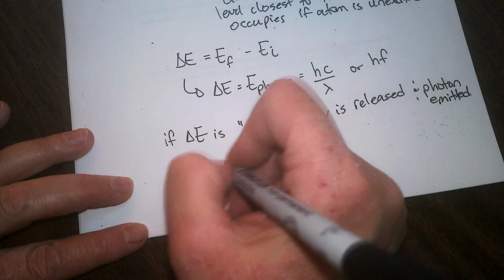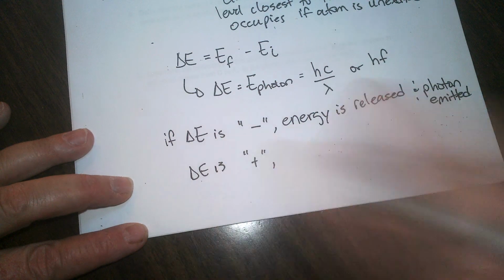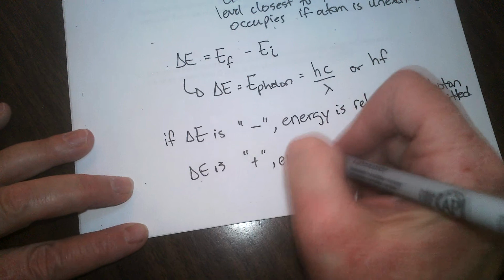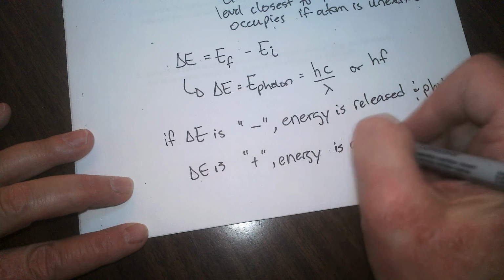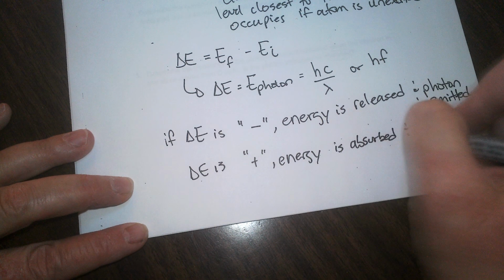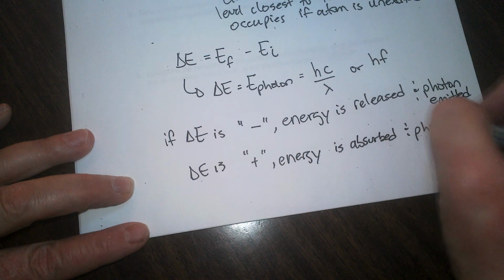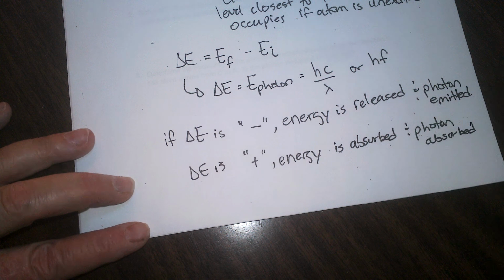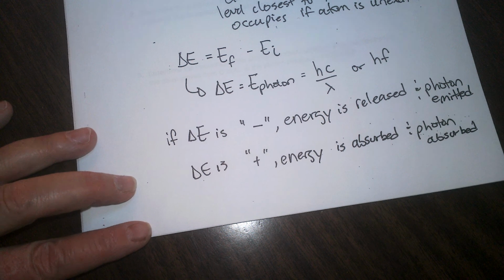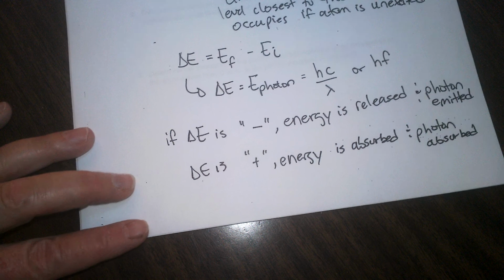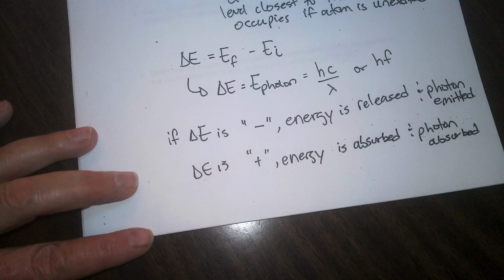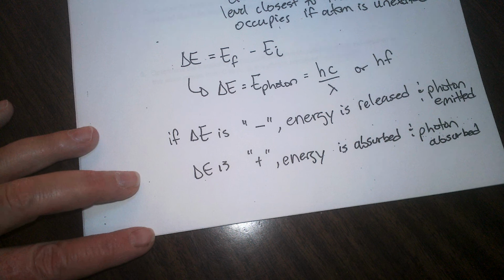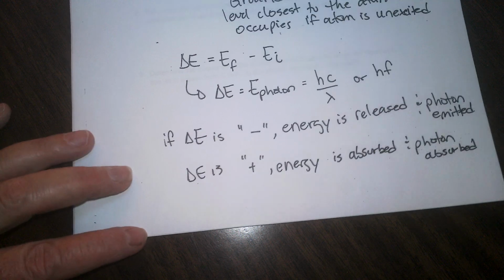If the delta E is positive, energy is absorbed, and your photon is absorbed. And if we have a positive energy, it requires energy, which means that it's endothermic. We've seen those words. We haven't delved into those words.